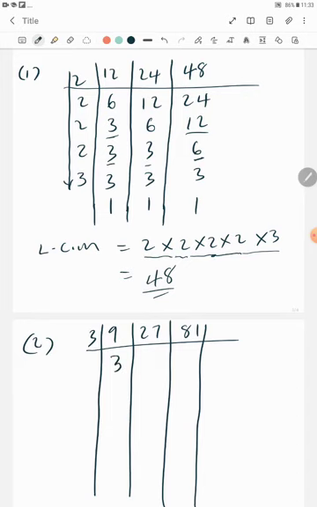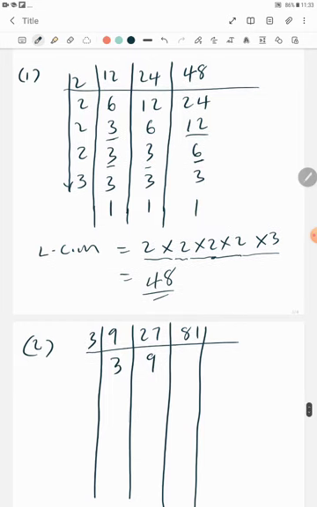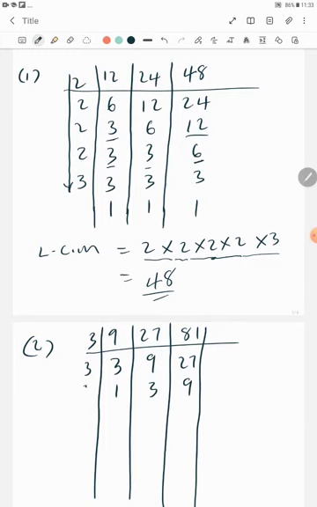3 in 9 will give me 3. In 27, I'm going to get 9. In 81, that will be 27. Obviously, 3 can still go. 3 here will give me 1. 3 in 9 will give me 3. 3 in 27, I'm going to get 9. Obviously, 3 can still go.